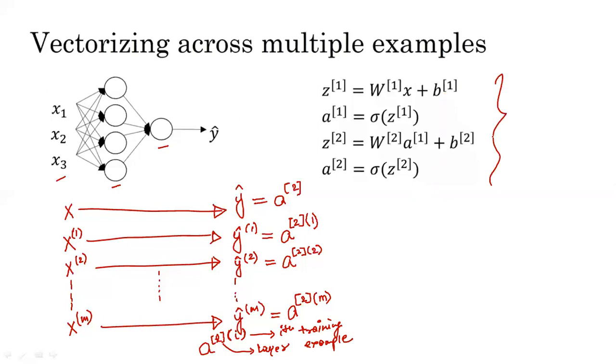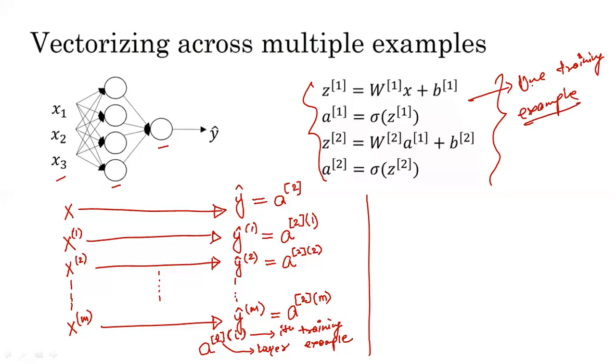Now we need to find a way in which we can represent these equations for all the m training examples. What operations can I perform so that I can represent all these four equations for m training examples? Because these equations are written till now for only one training example. Now I want to write these equations in some way so that I can represent them for m number of training examples.